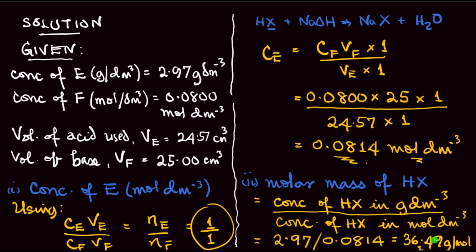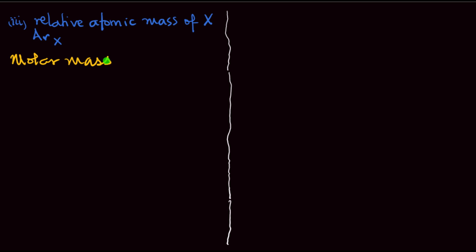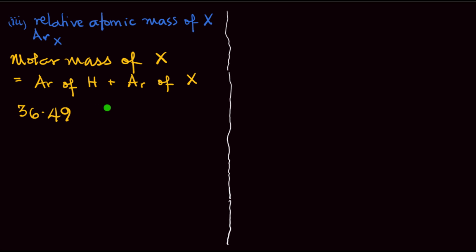All right. The next question, Question 3, you're told to determine the relative atomic mass of X. Now to get the relative atomic mass of X, that's AR of X, we're going to use molar mass of X equals AR of hydrogen plus AR of X, right? So the molar mass of X that we calculated is 36.49 grams per mole. So AR of hydrogen is 1 plus AR of X.